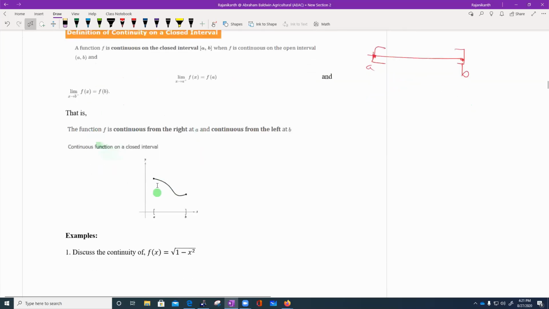So if you look at the picture here, you see two black dots. That means the function is defined at the endpoints. We know the function value at the endpoints. So you could draw the function graph without lifting your hand. Therefore, this function is continuous throughout the interval from A to B.